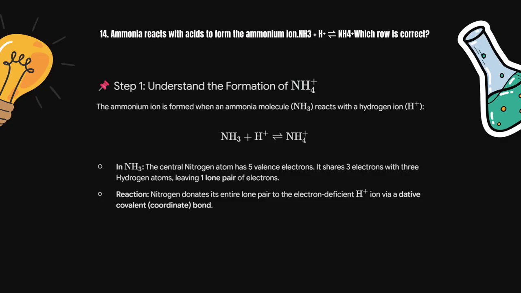Let's understand how the ammonium ion is formed. A neutral ammonia molecule reacts with a hydrogen ion. Now, the central nitrogen atom in ammonia has 5 valence electrons. It shares 3 of them with hydrogen atoms, leaving behind 1 lone pair. Nitrogen then donates this entire lone pair to the electron deficient H+ ion, forming what we call a dative covalent bond.